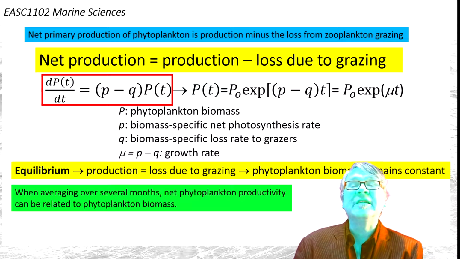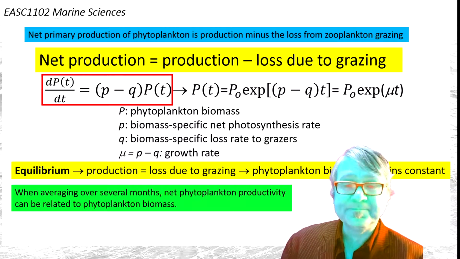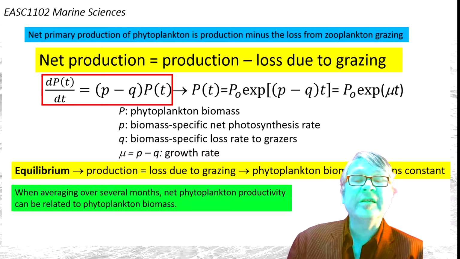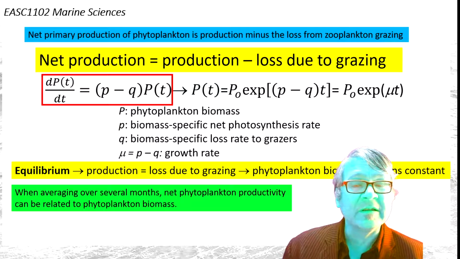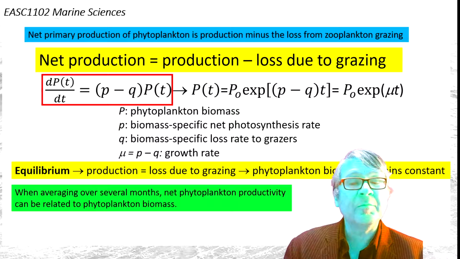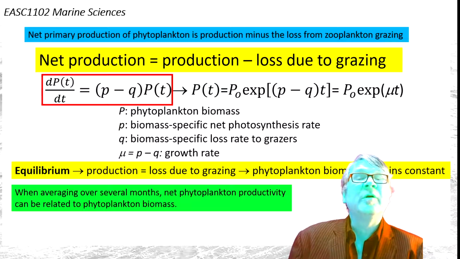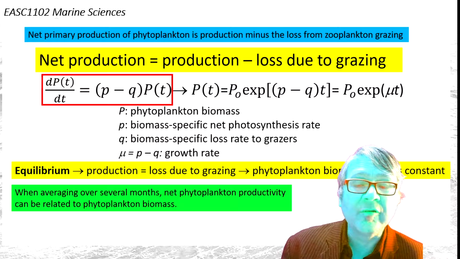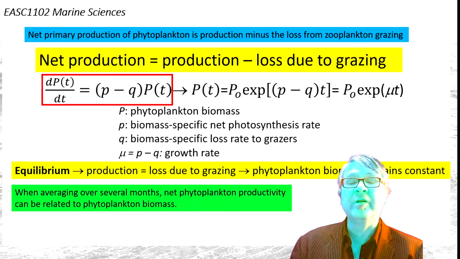However, there is a link between the production, which is on the left-hand side of this equation, and the phytoplankton biomass, which is on the right-hand side. So there's a link between phytoplankton biomass and production, and this is when you average your data over several months. Then net phytoplankton productivity can be related to phytoplankton biomass.